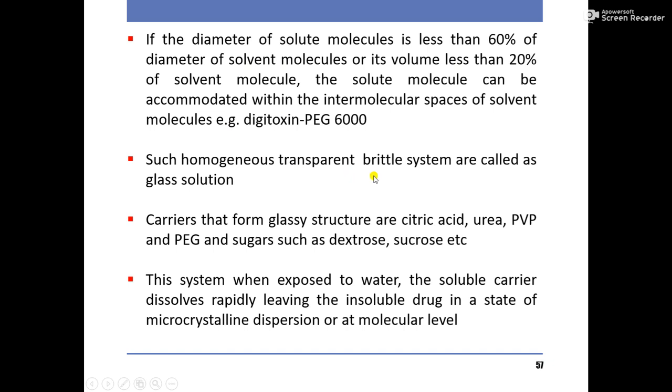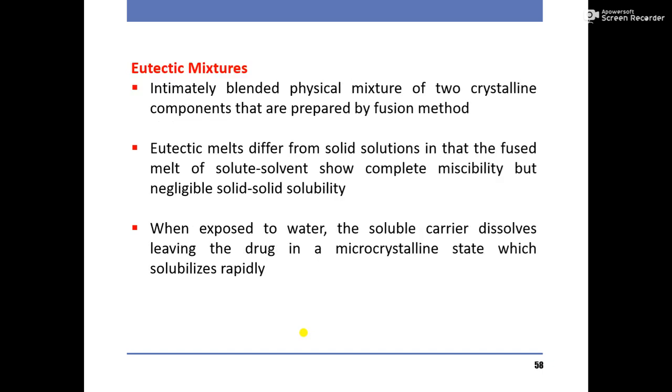Such a homogeneous, transparent, brittle system is also called a glass solution. Carriers that form the glassy structure are citric acid, urea, PVP, and PEG, and sugars such as dextrose and sucrose, etc. When this system is exposed to water, the soluble carrier dissolves rapidly, leaving the insoluble drug in the state of microcrystalline dispersion or at molecular level.